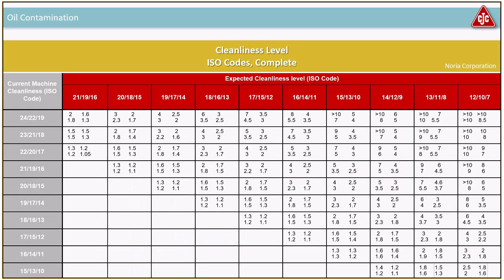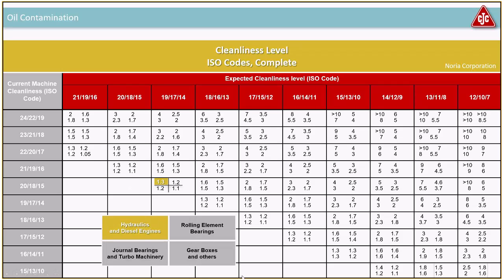And why you want to do that? Yeah, now you can see this Noria table here. Each of the quadrants here are lighting up. That's because it depends on the machine type, how much you can extend the life. So this table here, where you have the gray area, this is the current cleanliness of the oil, and you got your red area here with the expected cleanliness, so what you want to get to.